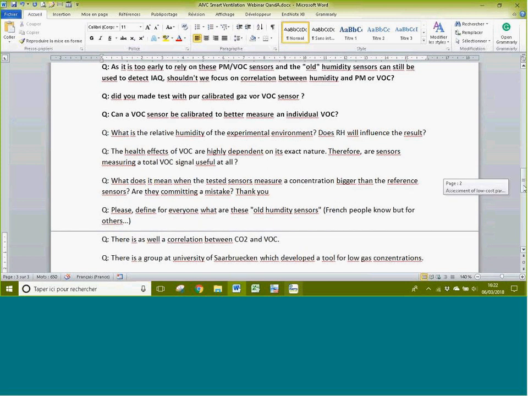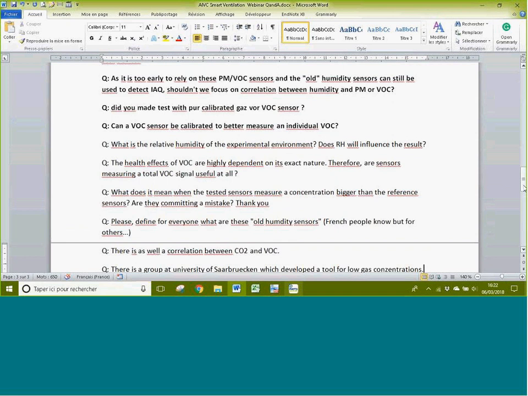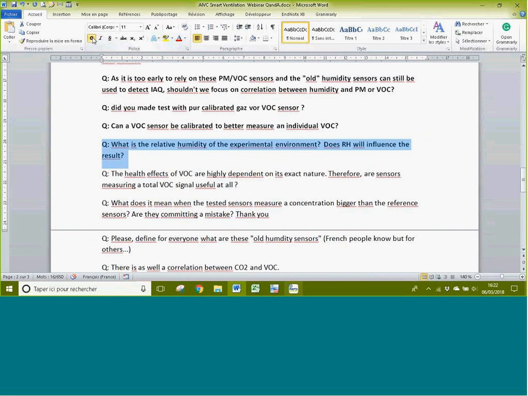Okay. What is the relative humidity of the experimental environment? Will the relative humidity influence the results? We did not analyze the link between the relative humidity and the results for the moment. We guess that a VOC sensor is influenced by relative humidity, but especially by temperature more than relative humidity. And for particulate matter, we didn't proceed to tests to make the link with the impact of the relative humidity.